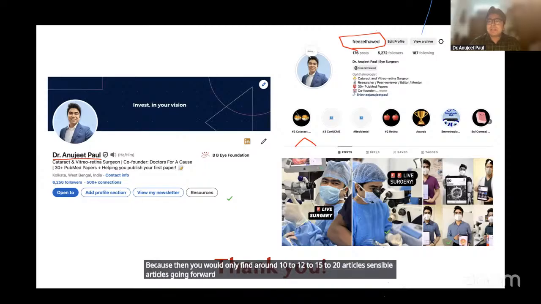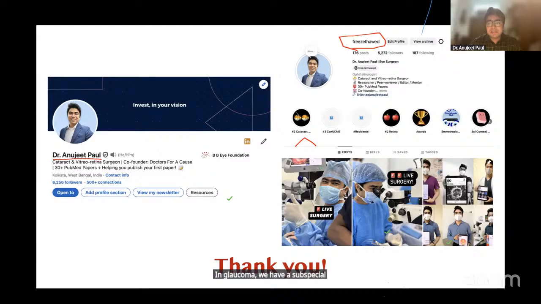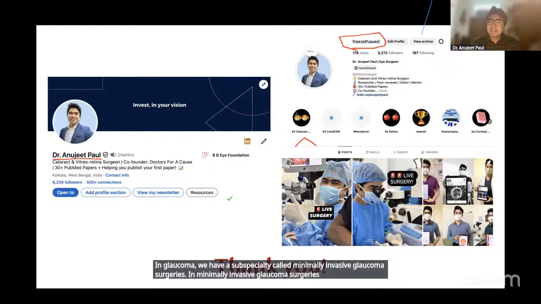I'll give you a very interesting topic to do a meta-analysis. So in ophthalmology, we have a subspecialty called glaucoma. In glaucoma, we have a subspecialty called minimally invasive glaucoma surgeries. In minimally invasive glaucoma surgeries, there are only 8 surgeries, out of which one surgery is called eye stent implantation. So I will just write it here so that everyone can understand. This is a very rare injectable implant that is available for glaucoma.